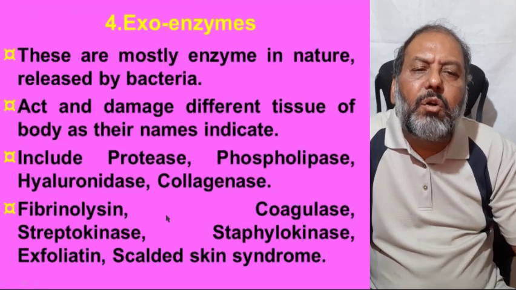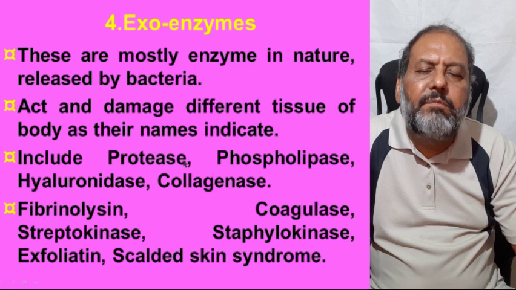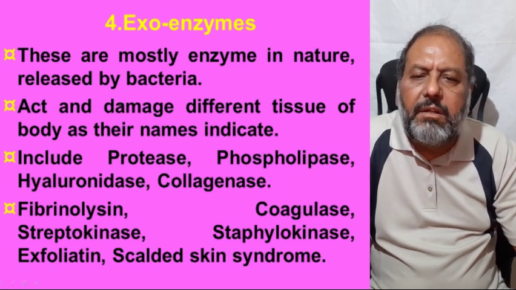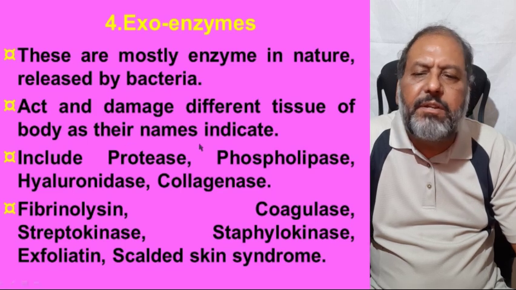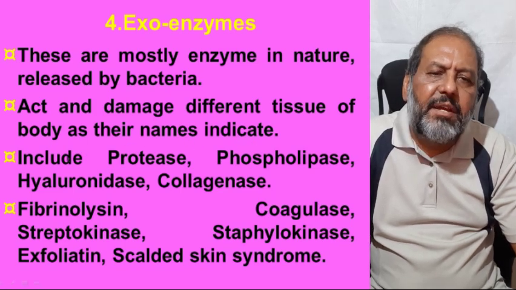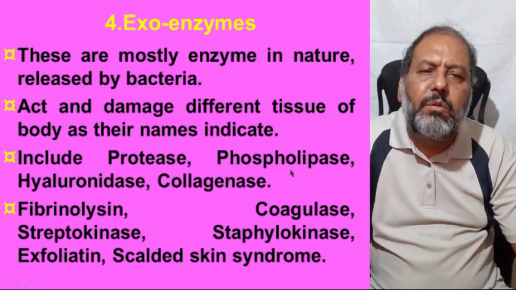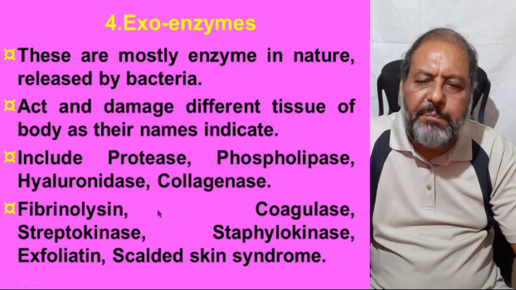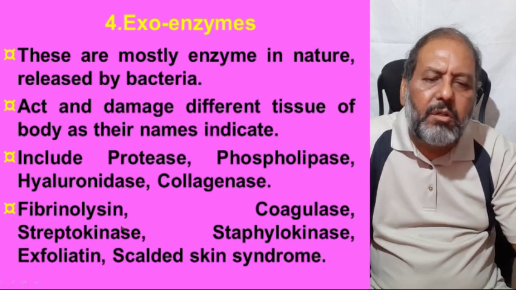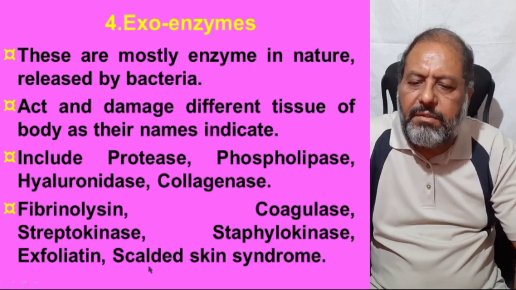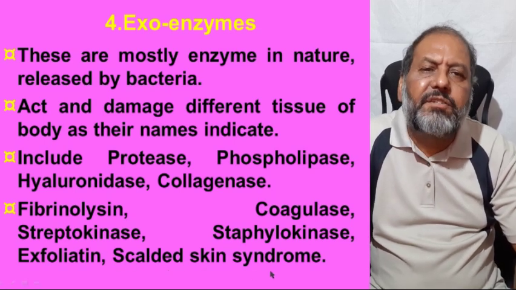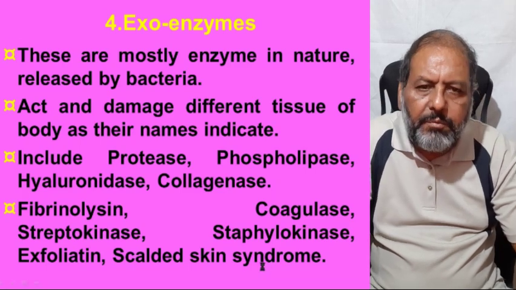The exoenzymes are mostly enzymes in nature, released by the bacteria, that act and damage different tissues of the body, as their name indicates. These include protease, phospholipase, hyaluronidase, collagenase, fibrinolysin, coagulase, streptokinase, staphylokinase, exfoliatin, and scalded skin syndrome toxins.